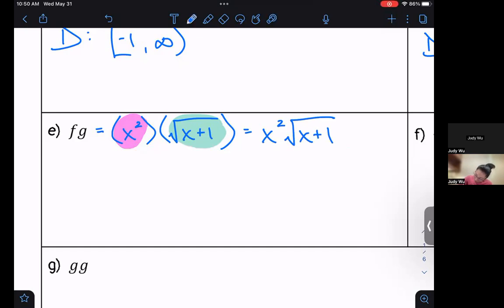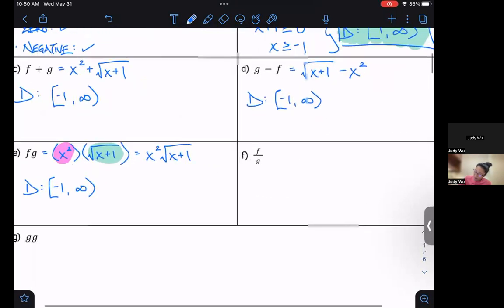Now, same thing, we have to find our domain. Thinking about this algebraically, we have to think of numbers that we can put in anywhere we see an x. And since we still have that x inside the square root, we have to say including -1, but any number bigger than that. So -1 to infinity.